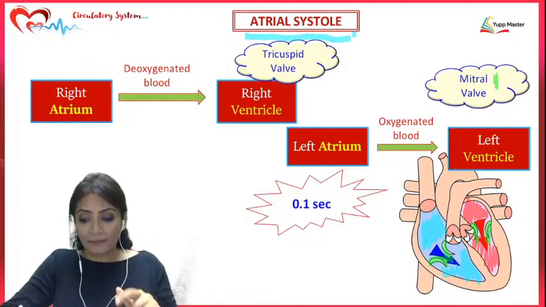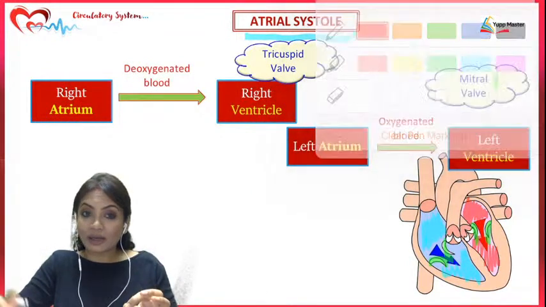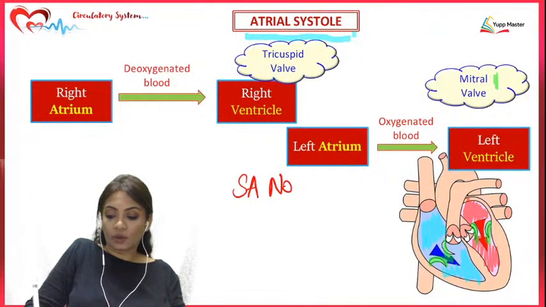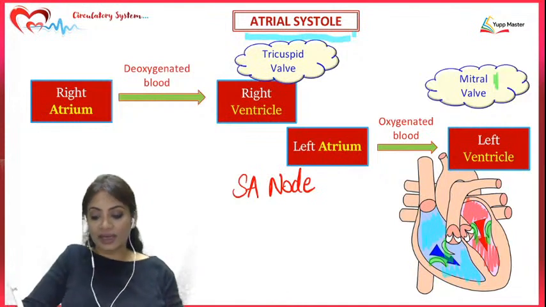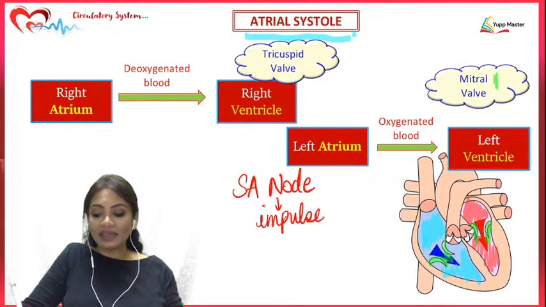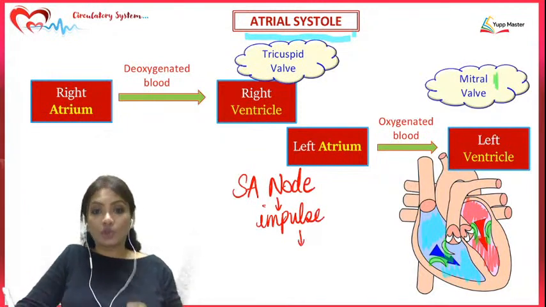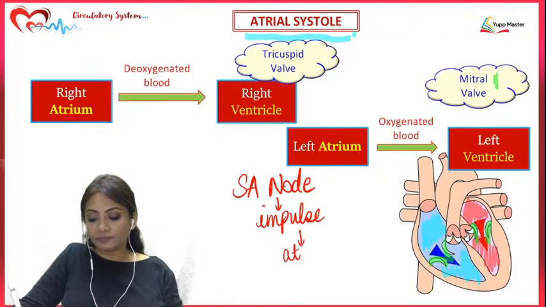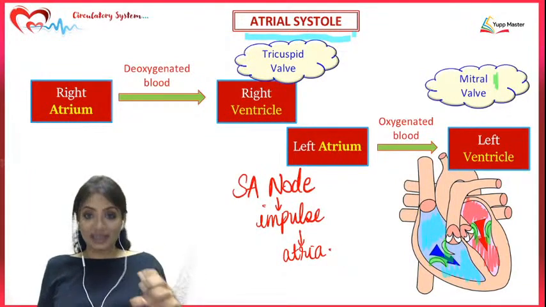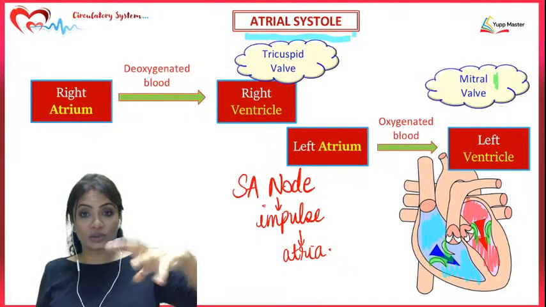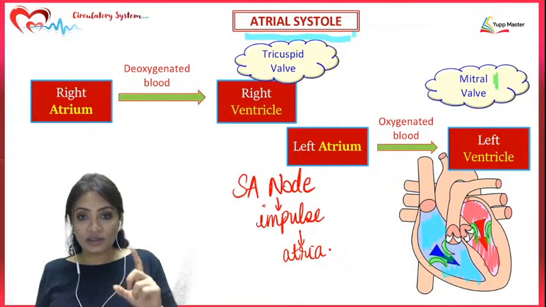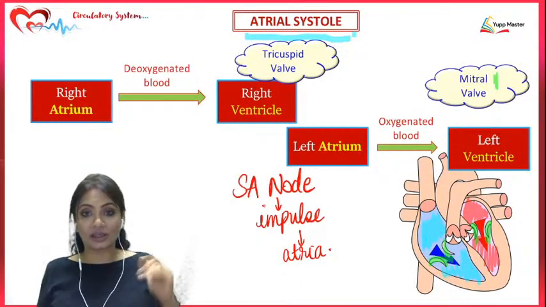So basically what happens here is, remember that pacemaker that we spoke about? The SA node generates an impulse, and that impulse is going to be traveling through the atria. Since the impulse travels through the atria, the atria will undergo systole and then contract. Once the atria contract, the blood has now entered into the ventricle.